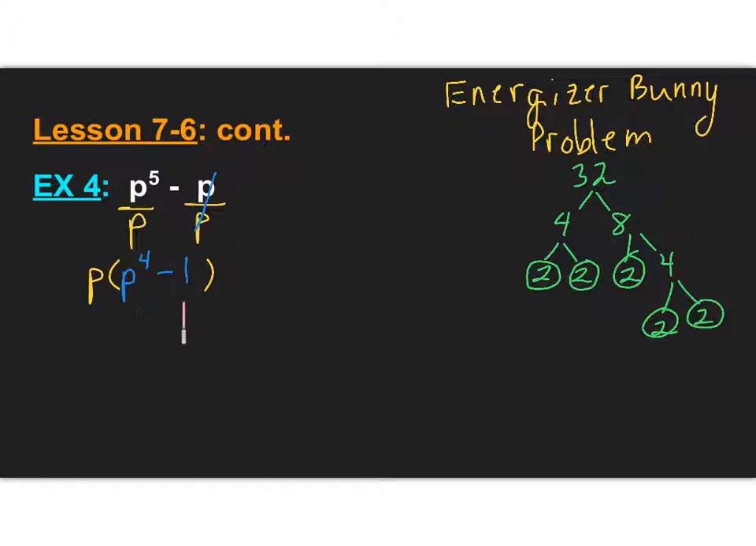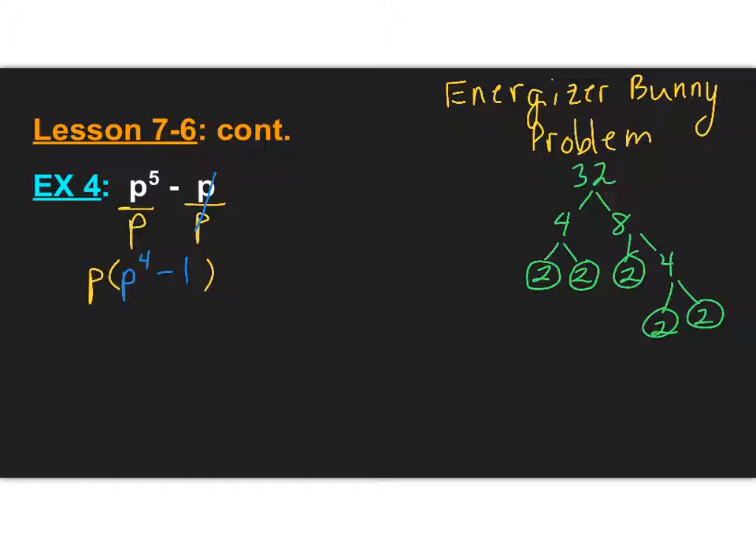We have a binomial. The only binomial we can factor is the difference of 2 perfect squares. So are these 2 perfect squares? Well, this p to the 4th is because 4 is an even exponent. So any variable raised to an even exponent is always a perfect square. A lot of you like to say that 1 is not a perfect square, but it is, because 1 times 1 is 1. So the square root of 1 is 1.